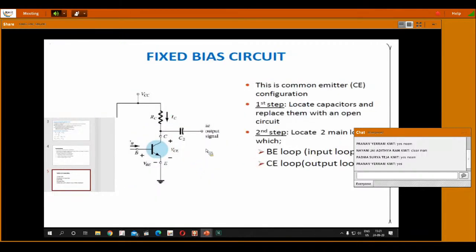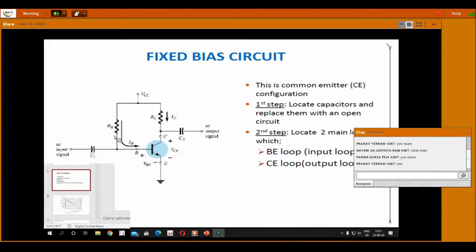Now, this is one of the types of biasing technique, the fixed bias circuit. In this fixed bias circuit, you are applying a DC biasing voltage. Now you just see here. We have two steps to connect the fixed bias circuit. The first step is to locate your capacitors. If I want to do the DC analysis, then I have to replace those capacitors with an open circuit. This is the first step.